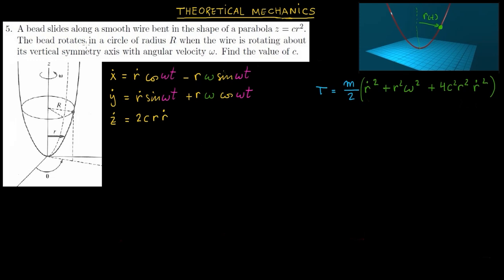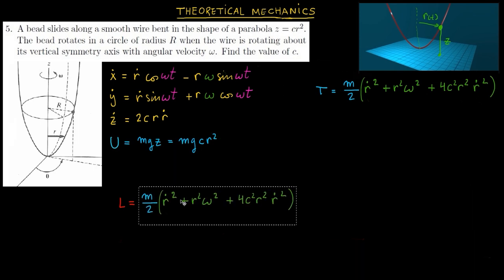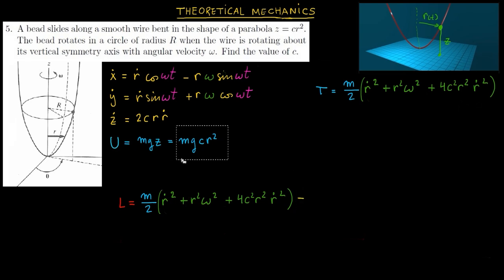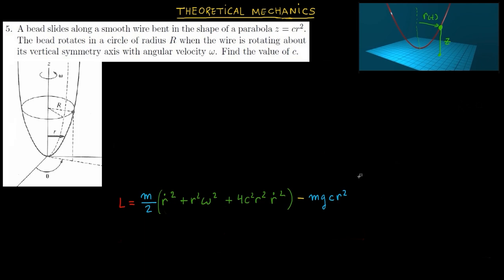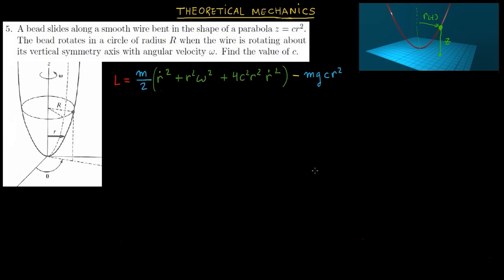Now is the turn of potential energy. Here we only have gravity, will be m, g, z, where z is the distance between this point and the floor. But if we use this constraint, this expression becomes m, g, c, r squared. And voila, we have the Lagrangian of the problem, that is T minus potential energy, namely this minus this. Now we can forget about all the previous equations. And here we have our final Lagrangian, which contains all the information we need to solve the problem.